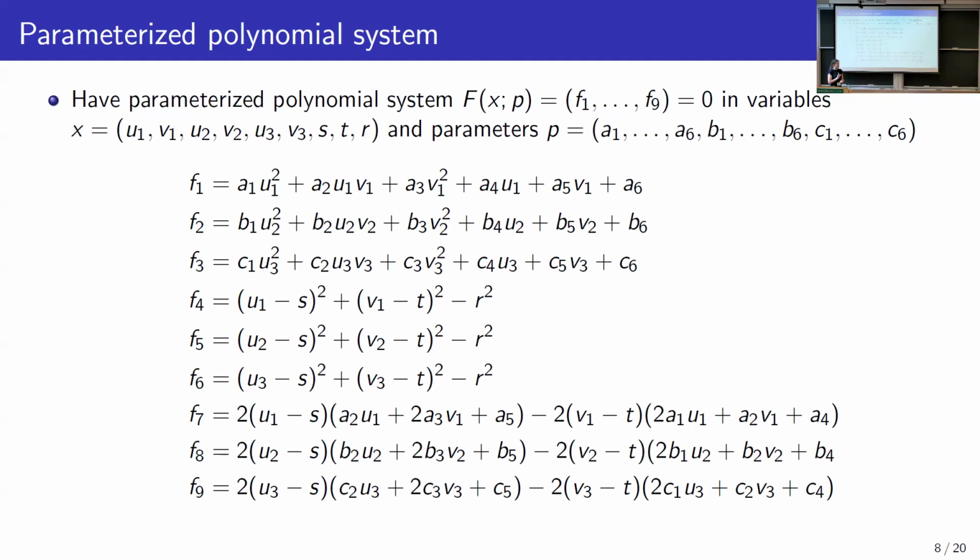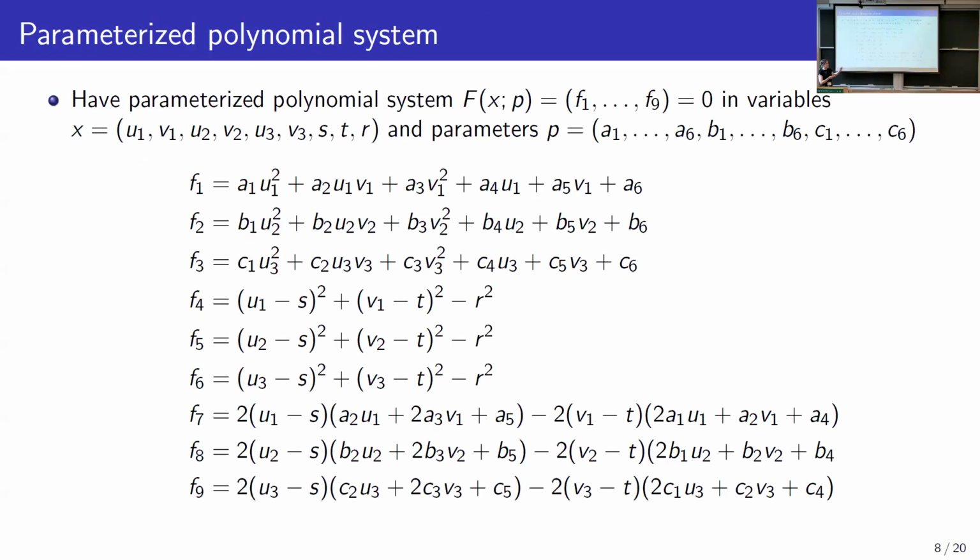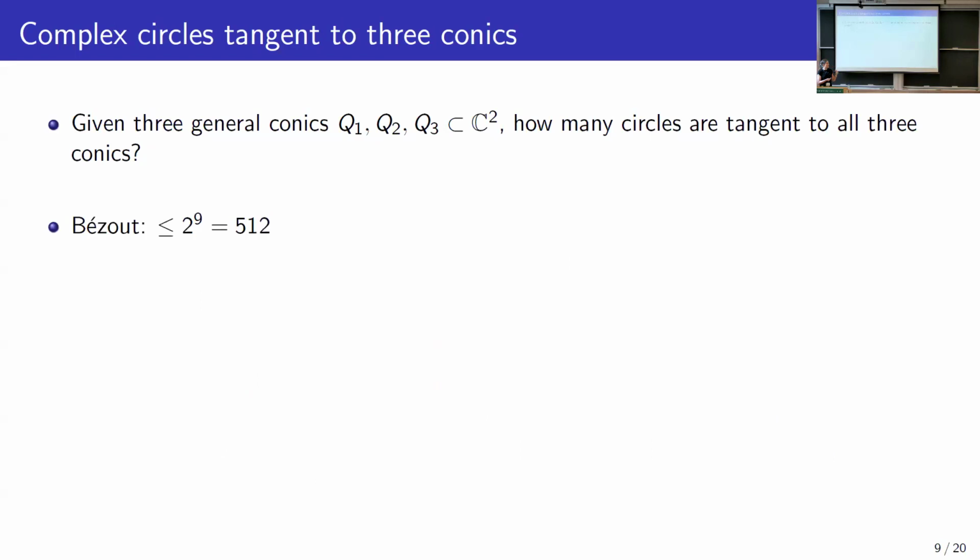And now let's go back to our first problem. Suppose I give you 3 general conics in the complex plane. How many circles are tangent to all 3 conics? Well, one thing is we can just look at this polynomial system. I've got 9 equations of degree 2. And so I can use Bezout's bound and say that there's at most 512 complex circles tangent. But this actually is an overcount because, again, we have this issue with these double lines, right? That's going to throw this off.